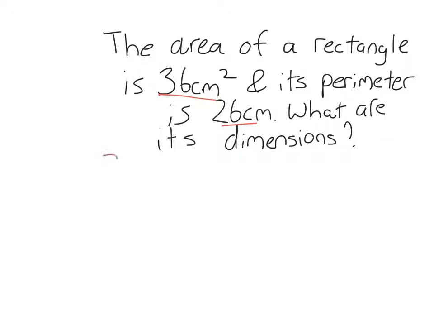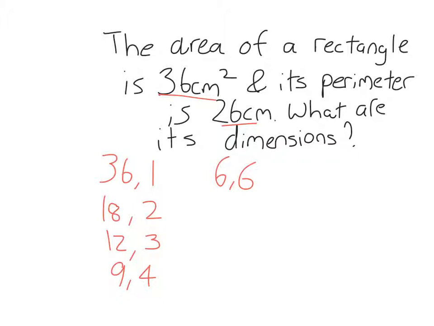So I could have 36 and 1. If they were the dimensions of the rectangle, the area would be 36 centimeters squared. I could have 18 and 2. If they were the dimensions, the area would be 36 again. 12 and 3, 9 and 4, or 6 and 6. Note, a square is a special type of rectangle. A square is a rectangle because it's a quadrilateral with all angles equal. So that could be the answer. All of these dimensions of a rectangle will give the area 36 centimeters squared.